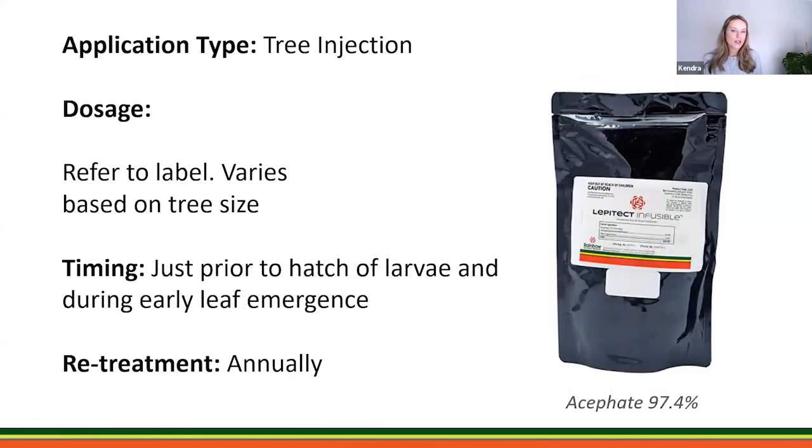The next product that is a great option is Lepitect Infusible. Now, this is applied via tree injection. With this one, again, you want to make sure that you're reading and following the label, as with all products. But refer to the label for this one because, again, the dosing is going to vary based on tree size.